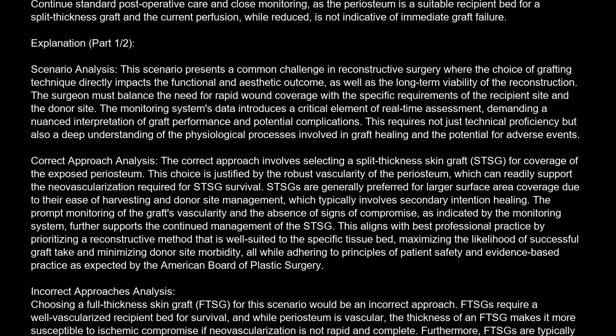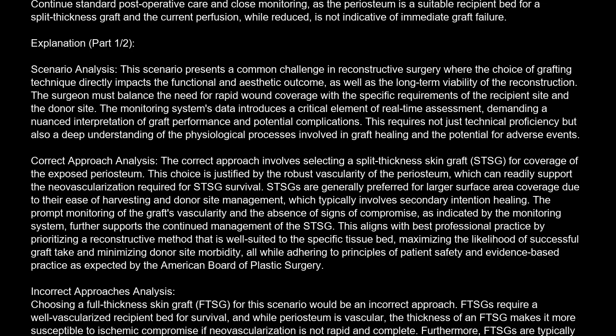The prompt monitoring of the graft's vascularity and the absence of signs of compromise, as indicated by the monitoring system, further supports the continued management of the STSG. This aligns with best professional practice by prioritizing a reconstructive method that is well suited to the specific tissue bed, maximizing the likelihood of successful graft take and minimizing donor site morbidity, all while adhering to principles of patient safety and evidence-based practice, as expected by the American Board of Plastic Surgery.